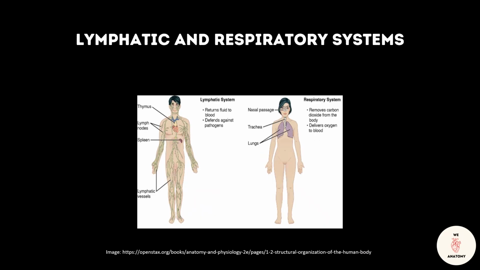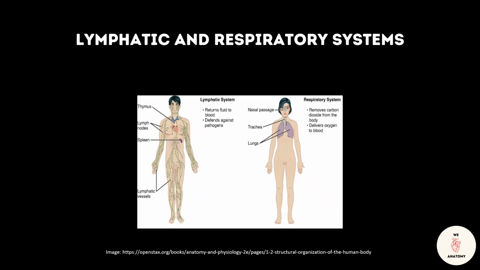Here on the left, you can see the lymphatic system, which is made up of the thymus gland, the spleen, the lymph nodes, and the lymph vessels. It collects excess fluids from the tissues of the body and returns that to general circulation. It is also very important in the defense against pathogens.